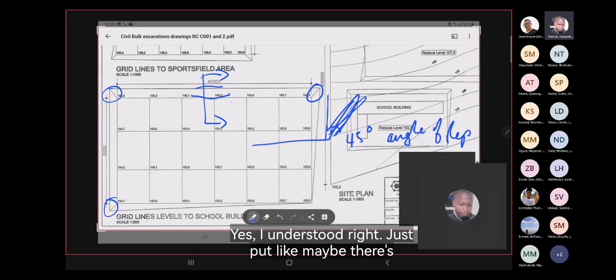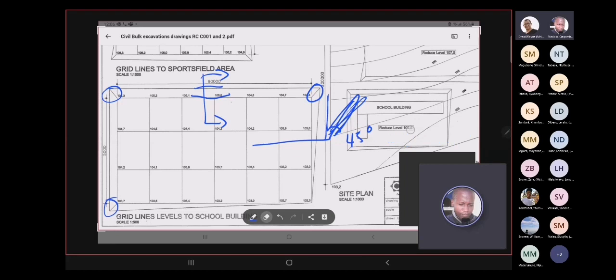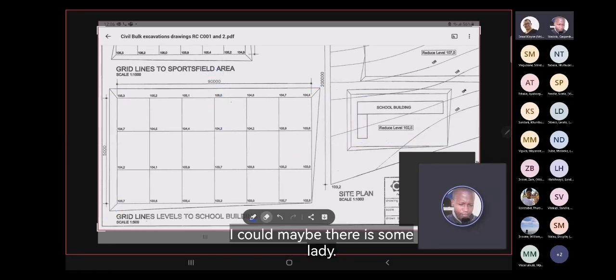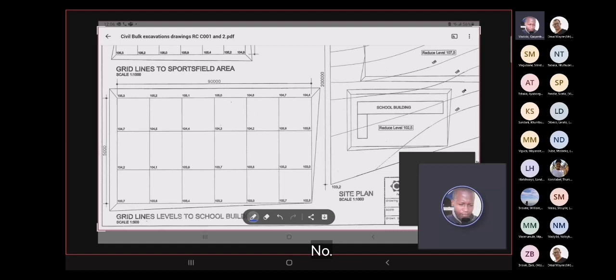Yes, understood, sir. I thought maybe there is some rule that says something about the description, but I hear you, sir.